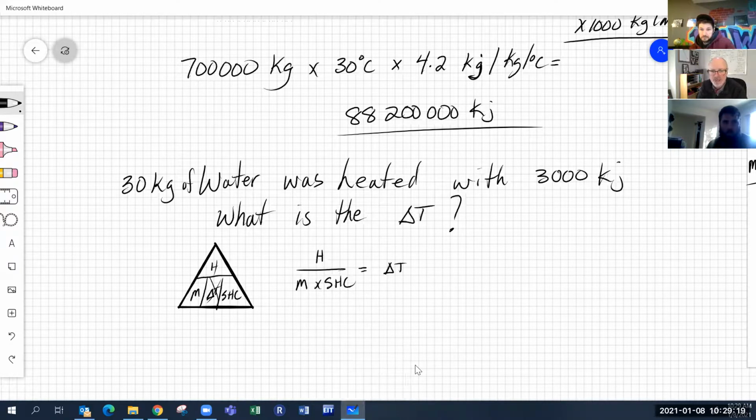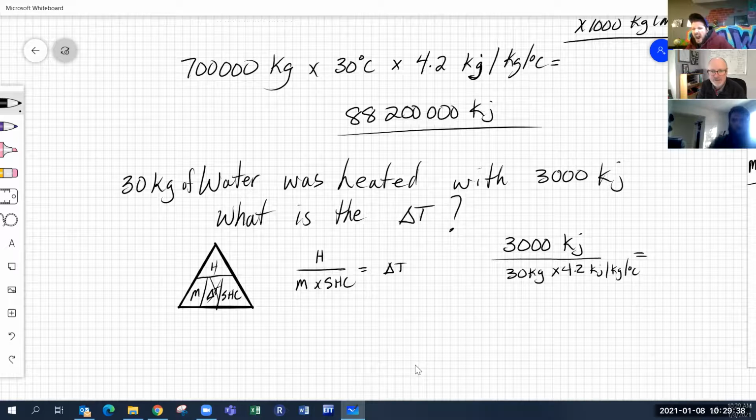So this is the equation now. 3,000 kilojoules is my heat. And I will divide that by my mass times my specific heat capacity. And if I do this, the kilograms get canceled out, the kilojoules get canceled out, and I'm left with the degrees Celsius. So what is your delta T?